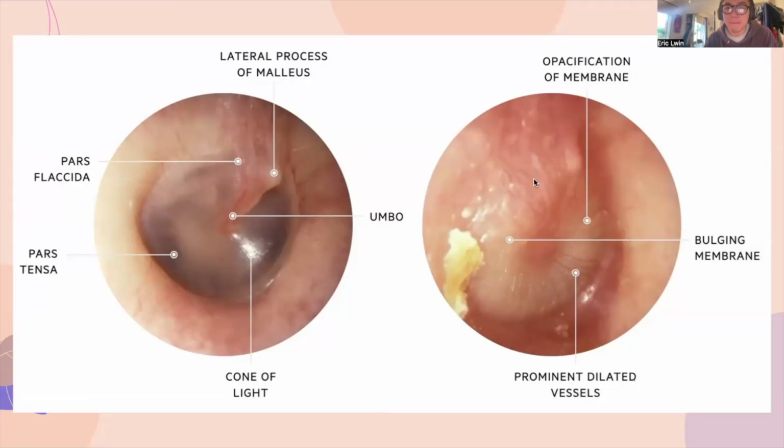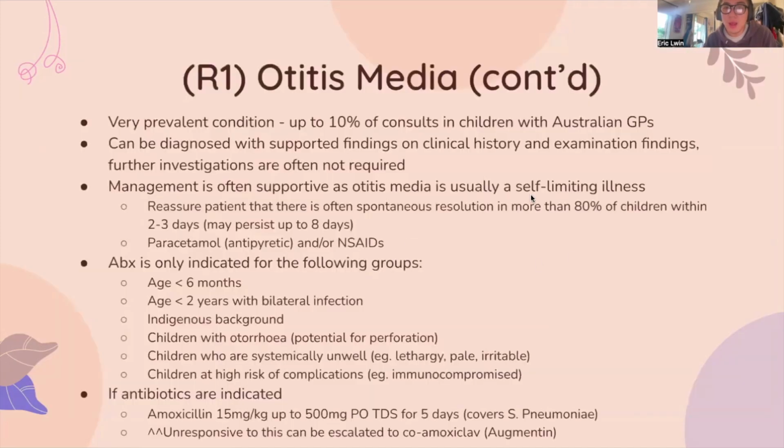When you have an otitis media, it kind of looks like a bit of a donut, and you can't see your light reflex as well, like you could previously. So this is otitis media. This one's normal. It's a very prevalent condition, responsible for a lot of GP presentations, especially in children, up to 10%. It can be diagnosed with clinical history and examinations.